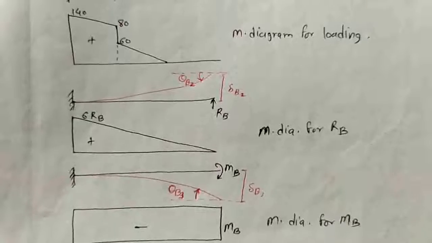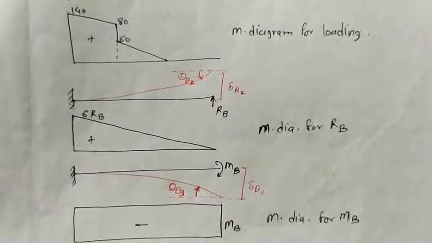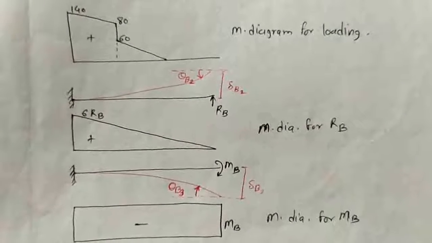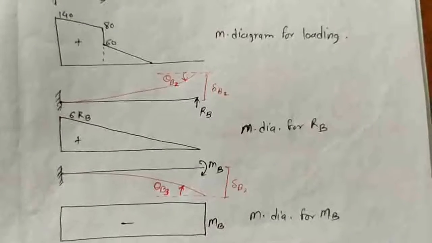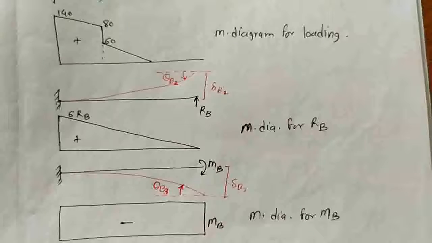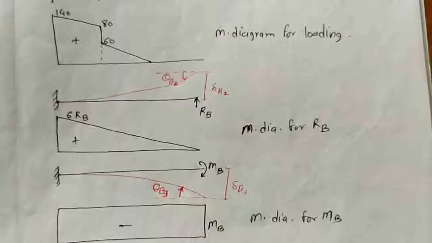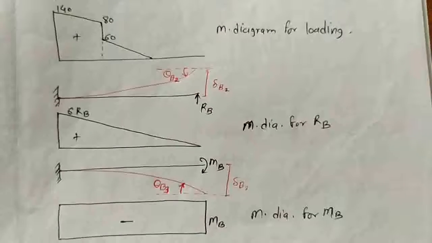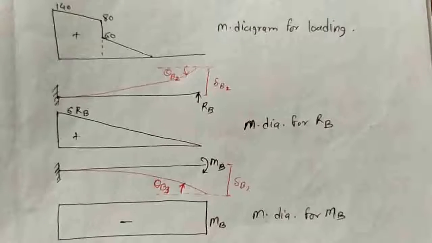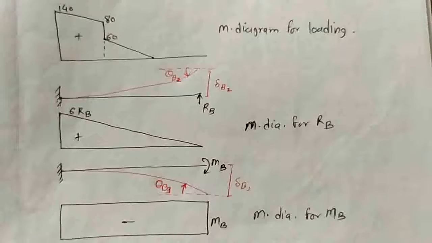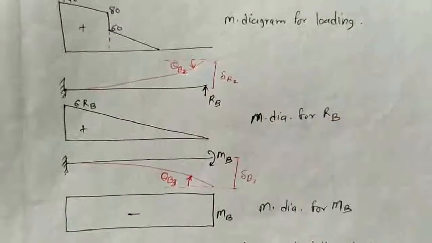Now come to the sign convention. Here I put positive, here negative. Now how to write this sign, that is positive, negative? Consider a sign convention that deformation in the direction of the unknown, take it as positive. So here deformation means both displacement, that is delta, and rotation, that is theta.